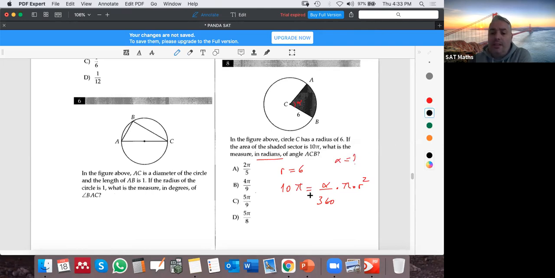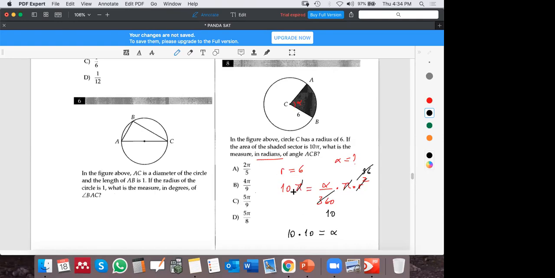So how can I solve this? First of all, this and this I can simplify. Instead of radius, I think it is given 6. So I can write 6 squared, which is 36. And 36 and 36 here, if I simplify, it will be 10. And if I make a cross product, 10 times 10 will be just alpha. If I haven't done any calculation mistake. Did I make any calculation mistake? I think no. Let me check again.